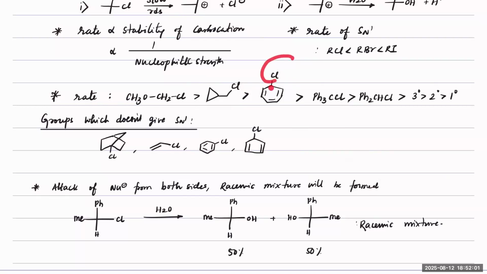Next, removing this chlorine and getting a carbocation turns this group into an aromatic group. So remove chlorine, get a positive charge here, and the ring will become aromatic. So this one, this one, this one, these are very, very good in terms of carbocations. Next, triphenyl chloride is also excellent for carbocation. Then diphenyl, then dibenzyl carbon here, then 3 degree, 2 degree, 1 degree. So this is the correct way of ordering the rate of reaction for SN1.